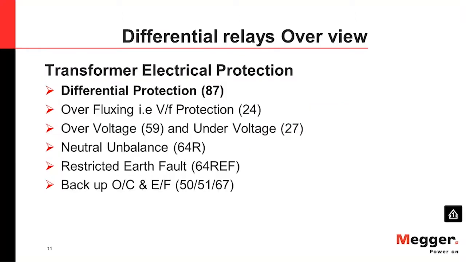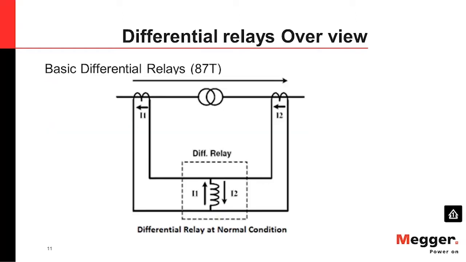Now for the electrical protection, we have a lot, but I'm just defining some of them here. The main topic for our webinar today is the differential relay protection. So we have the flushing relay, we have over voltage, under voltage, neutral imbalance, restricted earth fault, backup overcurrent, and those overcurrents will be directional or non-directional depending on the transformer. There is even more, but because of the time, we are going to talk about some of them today, and the main topic is the differential protection relay.